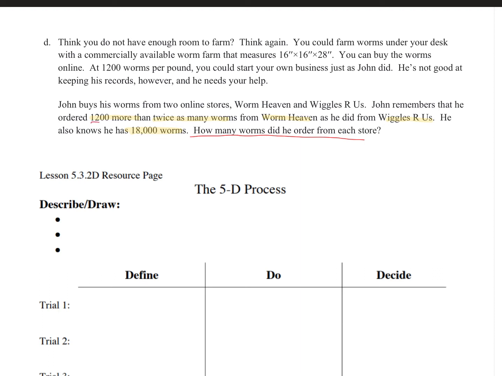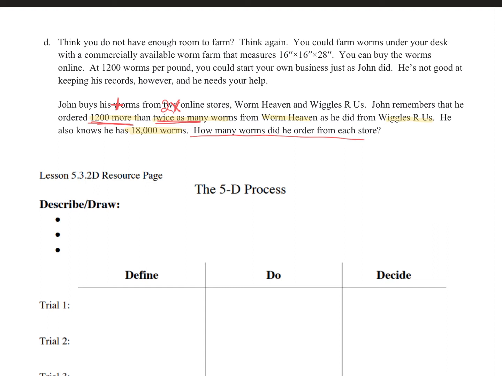1,200 more. By now, hopefully, we're getting in the habit of recognizing that 1,200 more means addition, and twice as many means multiplication by 2. He's ordering from Worm Heaven and comparing that to what he ordered from Wiggles R Us. We're given information about the number of worms he ordered from Worm Heaven, and we're not given any direct information about how many worms he ordered from Wiggles R Us. So that should tell us that Wiggles R Us is our starting point.